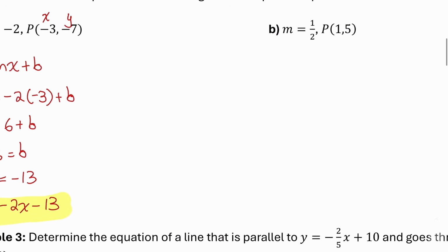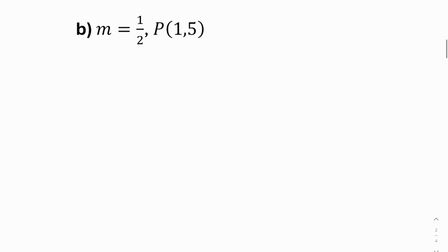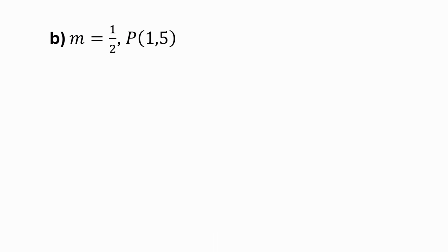Now let's go over to part B. In part B, once again, I have slope and a point. That point has an x and a y coordinate. So into y equals mx plus b, I can sub in 5 for my y, a half for my m, and 1 for my x.